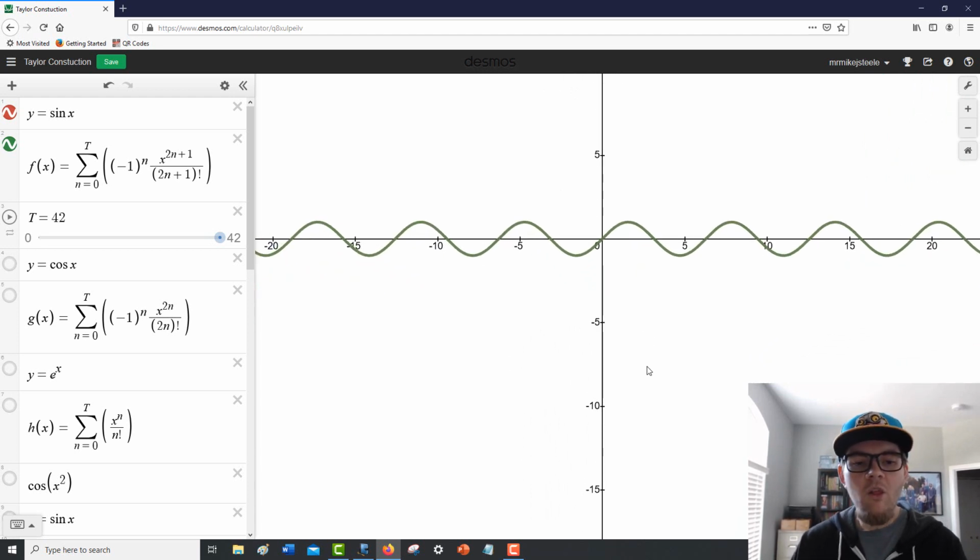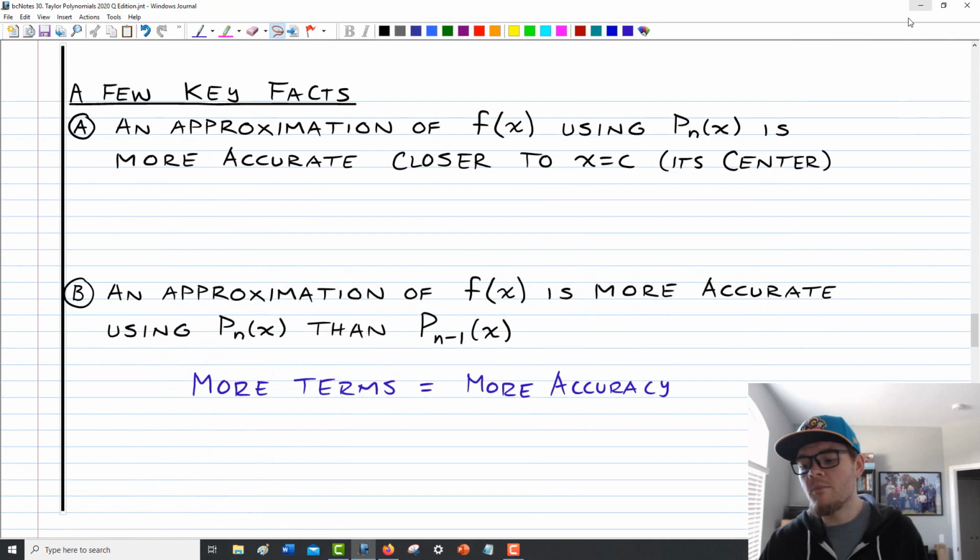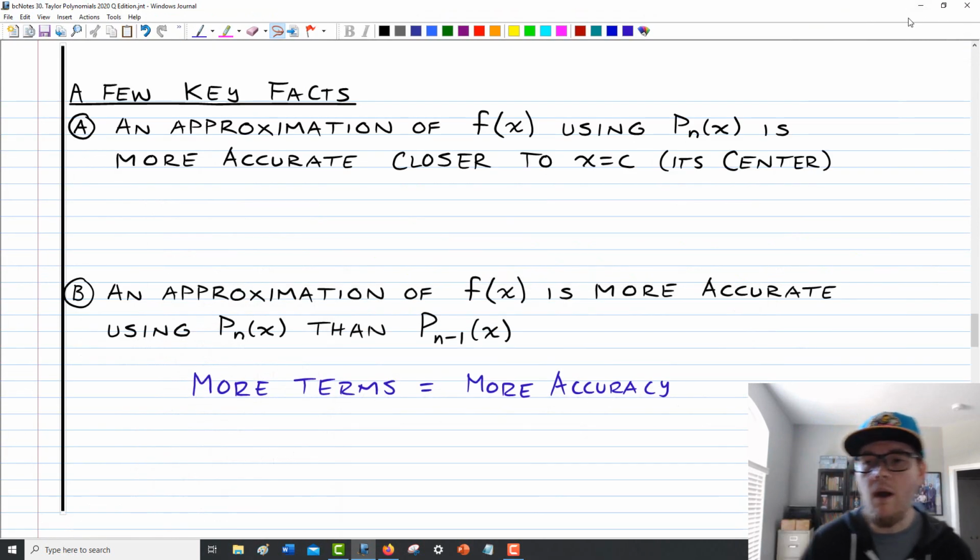Look at that, all the way out to -20. How many periods is that? 1, 2, 3, 4. Like 8 periods in both directions are all accurate now just because we added more terms. So that's what that second one is saying. If you add more terms, you get a better approximation than you would otherwise.